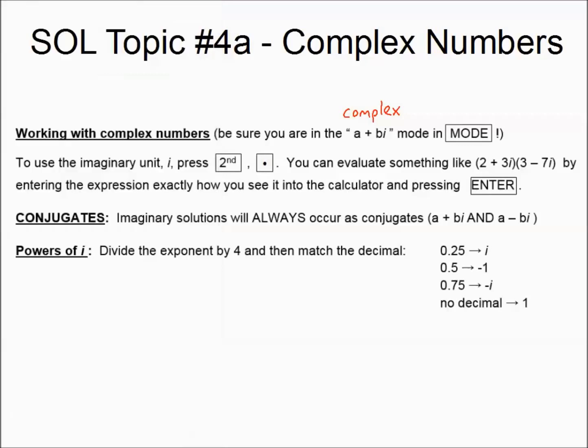All right. So the next thing we need to know is where the imaginary unit, where I is on the calculator. It's hiding above the decimal button. You hit second and then decimal and you have your I. So that means that we can evaluate something like this, quantity 2 plus 3i times quantity 3 minus 7i, right on our calculator simply by typing it in.